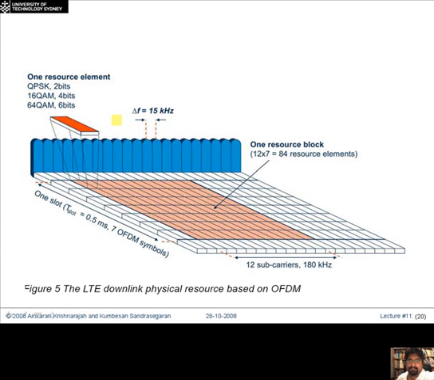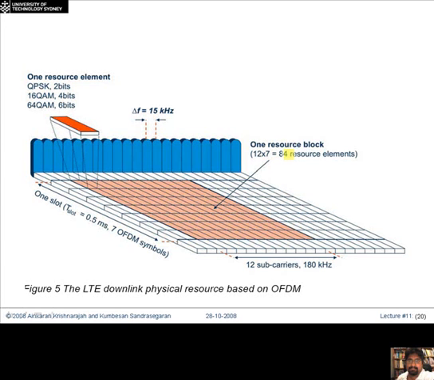Okay, so this is the orange pattern here. The orange grid here represents one resource block made up of 84 resource elements, because we've got 12 subcarriers and we've got seven OFDM symbols. So multiply the two, you get 84 resource elements.